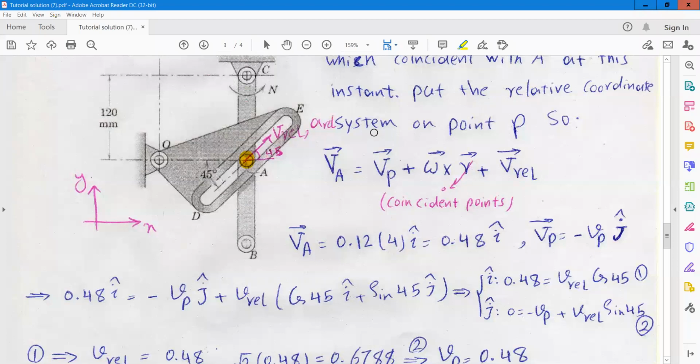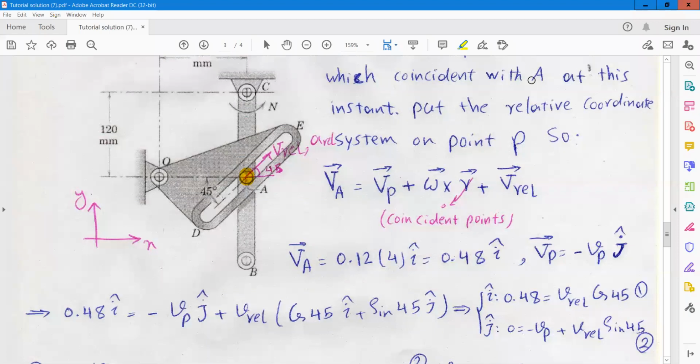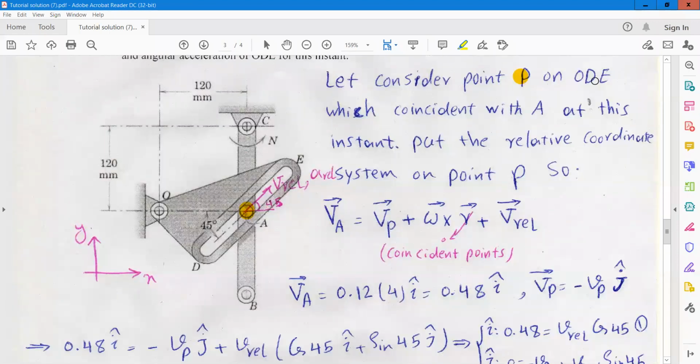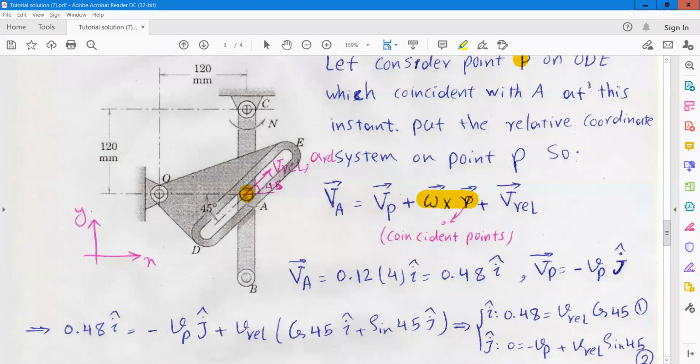Here we are using a rotating relative coordinate system, so we will have this term. Omega is the angular velocity of the relative coordinate system, and R is the position vector. Because P is coincident with point A at this instant, R is equal to 0, so this term is 0. The relative velocity is the velocity of pin A with respect to the system attached to point P. So the direction of V relative is exactly in the direction of the slot.